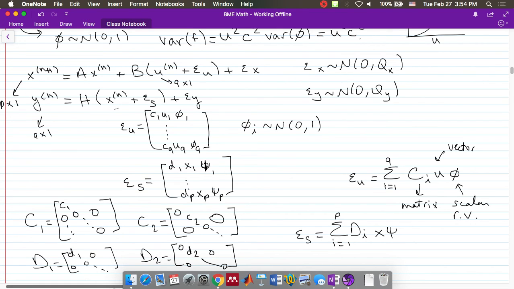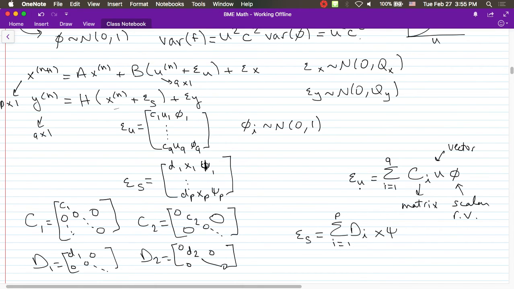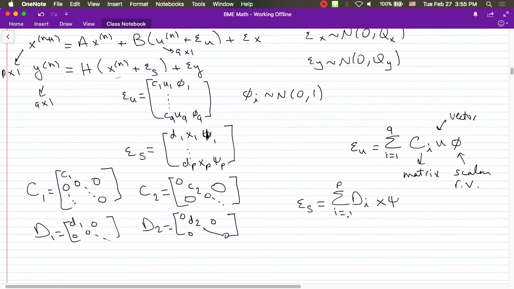Now, why am I writing this epsilon s this way? Because I have to find the variance of the equation that says how y of n depends on ys. And why am I writing epsilon u this way? Because I have to write the variance of that x equation, how it is updated. So for me to write the variance of those equations, it is really helpful to be able to write that the noise is a sum of a matrix times a vector times a scalar. The variance of this equation is just a sum of C transpose, U transpose, variance of phi is 1, times U times Ci.